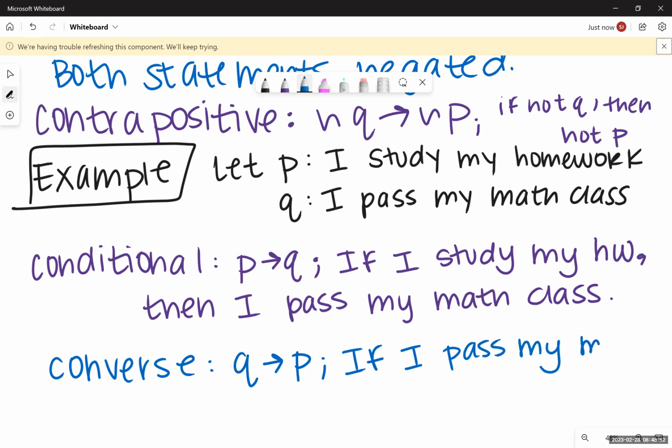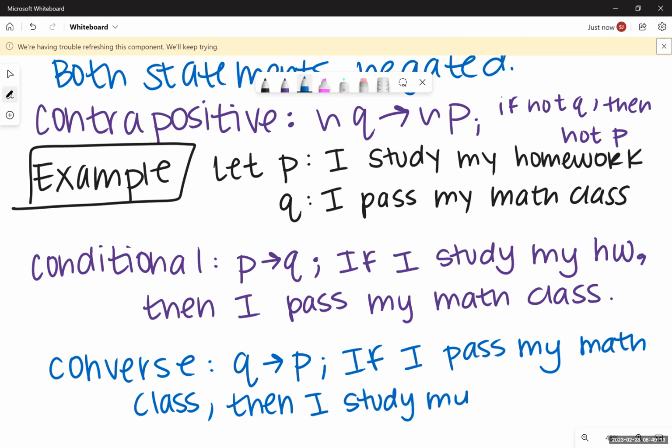Comma, then, because that's how we've always written our sentences, right? Then, and then now it's just the simple statement P, which is I study my homework, which, TBH, makes no sense and is backwards as hell. If I pass my math class, then I study my homework. Do you see how it was simpler than y'all wanted to make it?